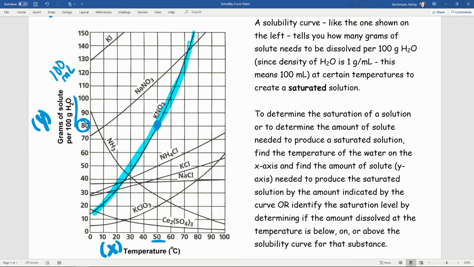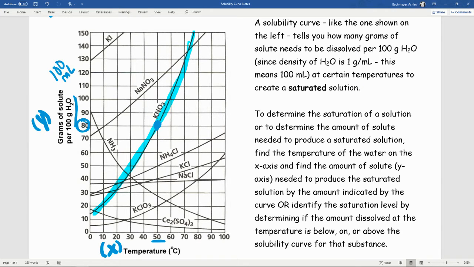So I have 100 milliliters of water. It's at 50 degrees Celsius. I've measured out 80 grams of KNO3. I've added that to my water and I've stirred it. It's all dissolved. So the curves that you see, these are your saturation curves. That tells you at what point that solution is saturated.